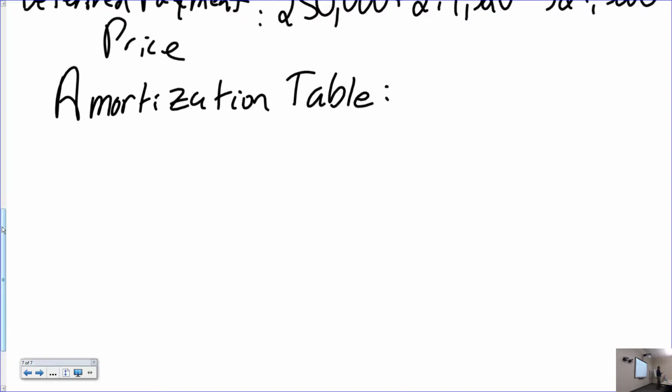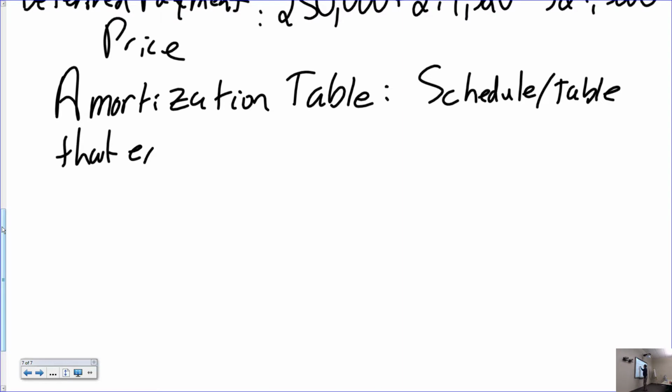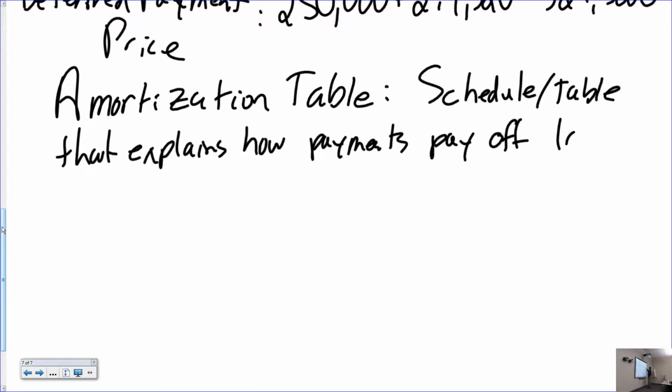The only other topic we have to cover in chapter 15 is the amortization table. That's the only other thing, okay? And the amortization table is just a schedule/table that explains how payments pay off the loan. And folks, this amortization table applies to both short-term loans and long-term loans.